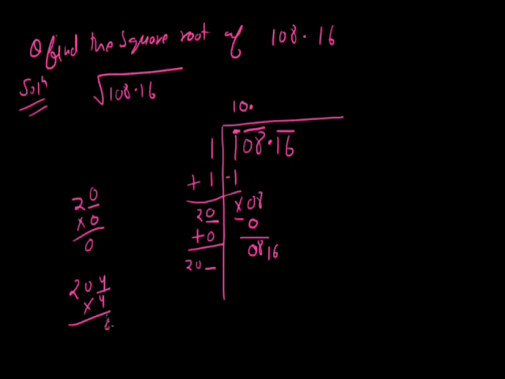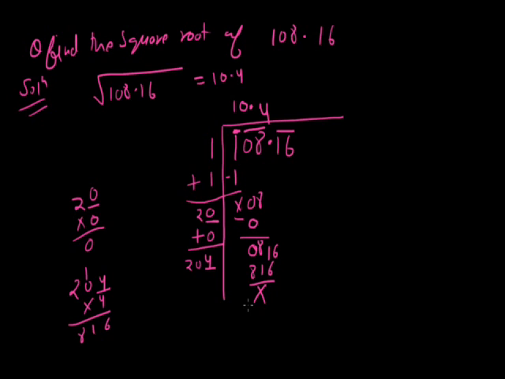4 into 4 16, 1 carry forward. 4 into 0 0, 0 plus 1 1, 4 8s. So if I write 4 here, I get 816. I have to copy the quotient as well, 4. So nothing is there. So the square root of 108.16 is 10.4. So in this way we can find the square root of decimal numbers.